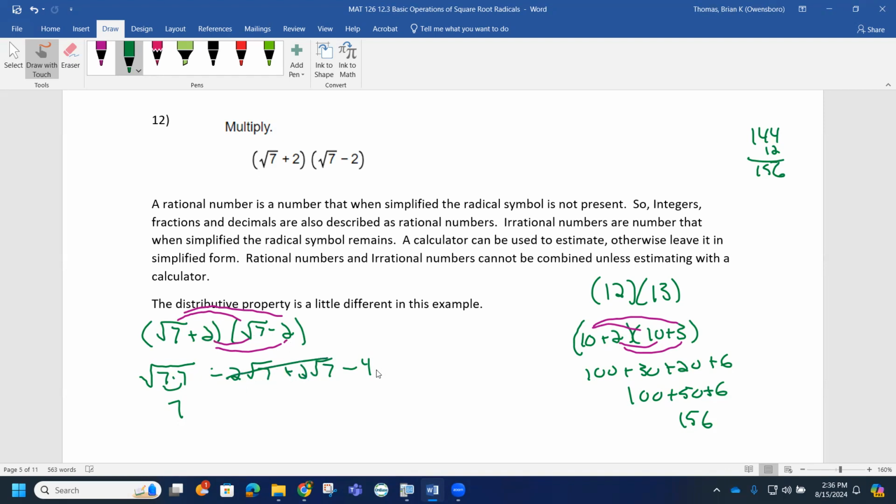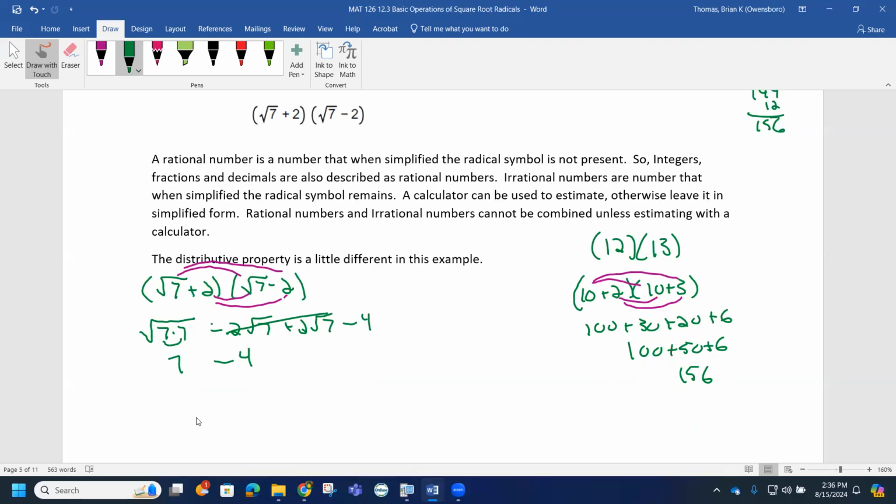That just falls out. So all I'm left with is 7 minus 4. So 7 minus 4 simplifies down to simply 3. So this problem actually just turns into a 3. Now keep in mind, you could just put this problem into the calculator as well. Since this is a whole number, you could put that in the calculator, and it should also give you a whole number, and you could check it that way as well.